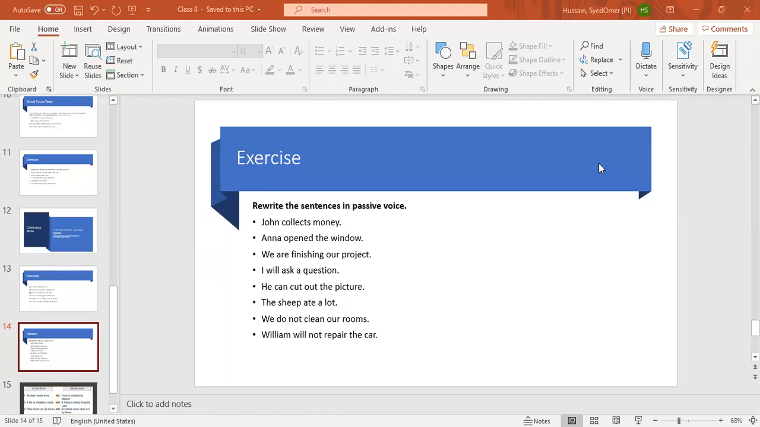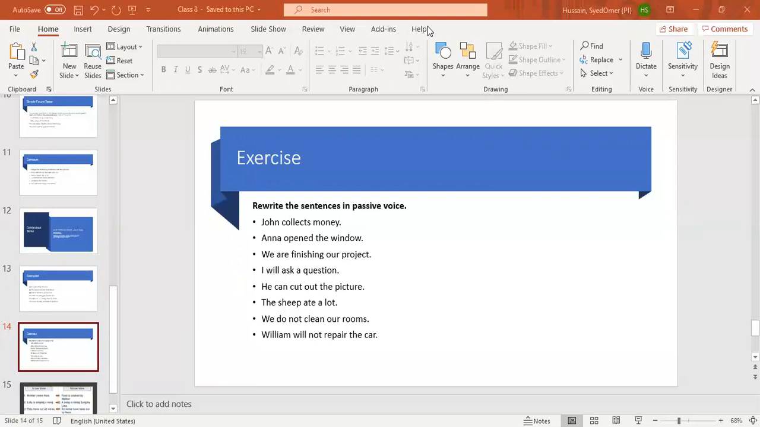Yes, Maham, you also try. Yes, teacher. Fourth one. I will ask a question. A question will asked by me. One thing you have missed, the remaining answer is correct. A question will be. In future tense, we will put the helping verb will be. A question will be asked by me. Good try.